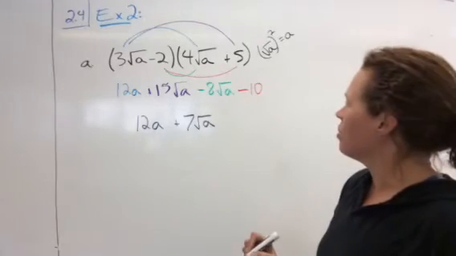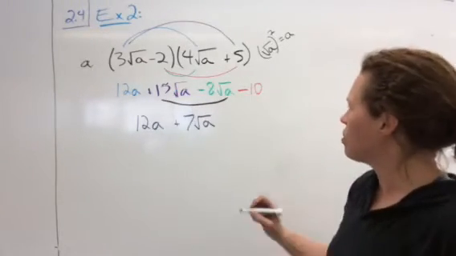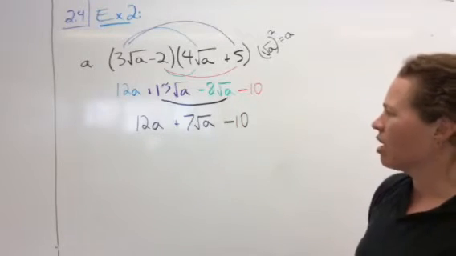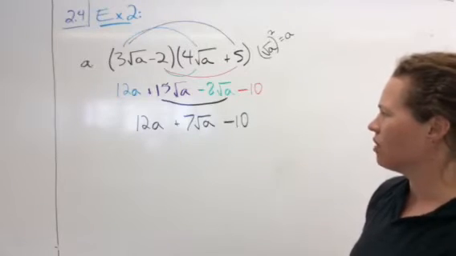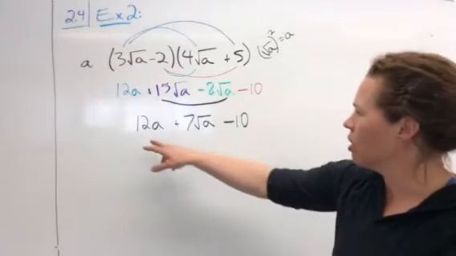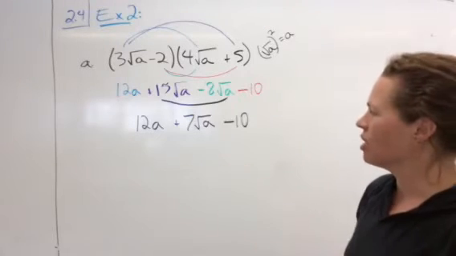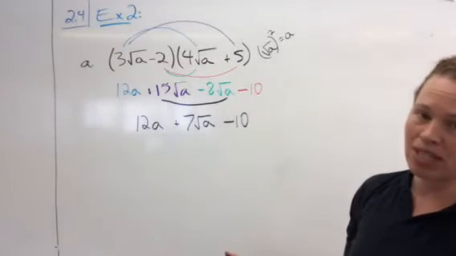Anyway, so we're going to have the 12A come down here and the positive 7 root A from the combination, I'll make that line thicker, of those two, and the minus 10. Now if I look at this, I kind of want to just take a second and ask myself if I can factor anything out of it. No. 12, 7, and 10 don't have any common factors. There's nothing more I can simplify because there's no more like terms, so that's it for this one.